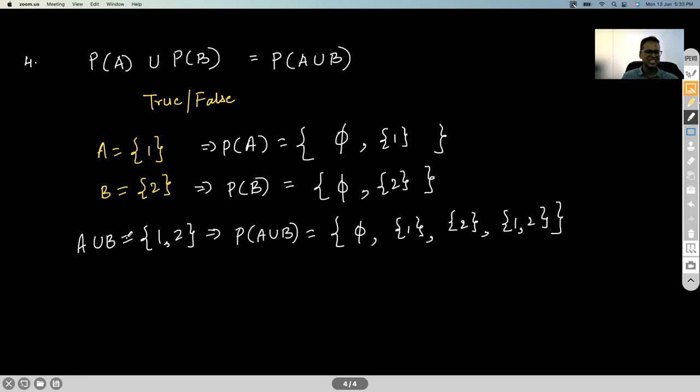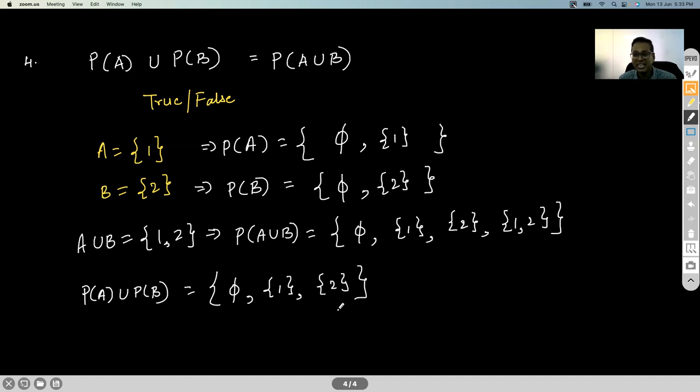So what you realize here is that if I do the union of P(A) and P(B), that means the first two terms, I'll get a null set, I'll get {1}, I'll get {2}, but I won't be getting the set {1, 2}, correct? So this clearly does not match with P(A union B). So this statement is false. Absolutely right. I think all of you got it as false. Is there anybody who said it true?